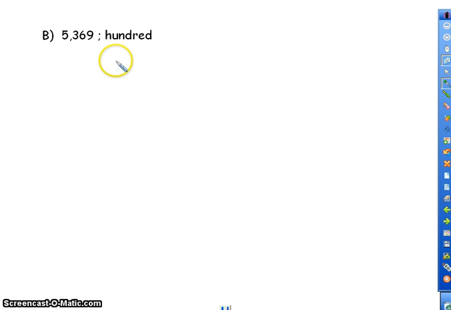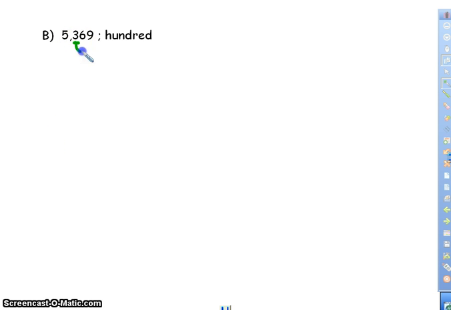For my next number, I'm rounding to the hundred spot. Okay, notice there's no THS on the end, so that's not behind the decimal point. And my number is 5,369. The hundredth spot should be easy to find. I have the ones, the tens, and the hundreds. And just because it's in front of the decimal does not change your rules.